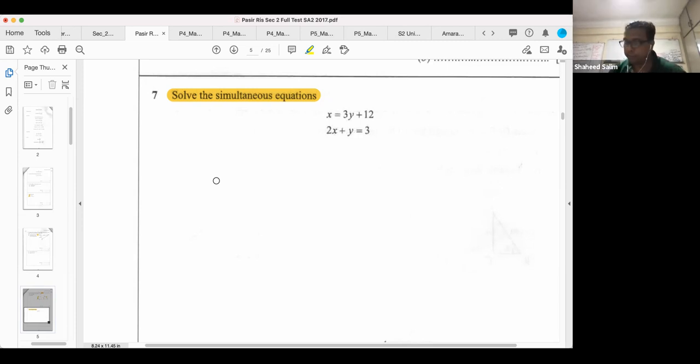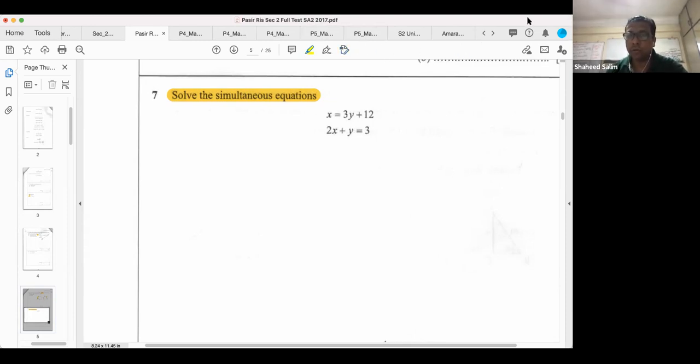Confusing. Okay. Now, you can use two methods. We can substitute also. There's two ways of doing it. Now they give X already for you. You can substitute the value of X. So what is the value of X?